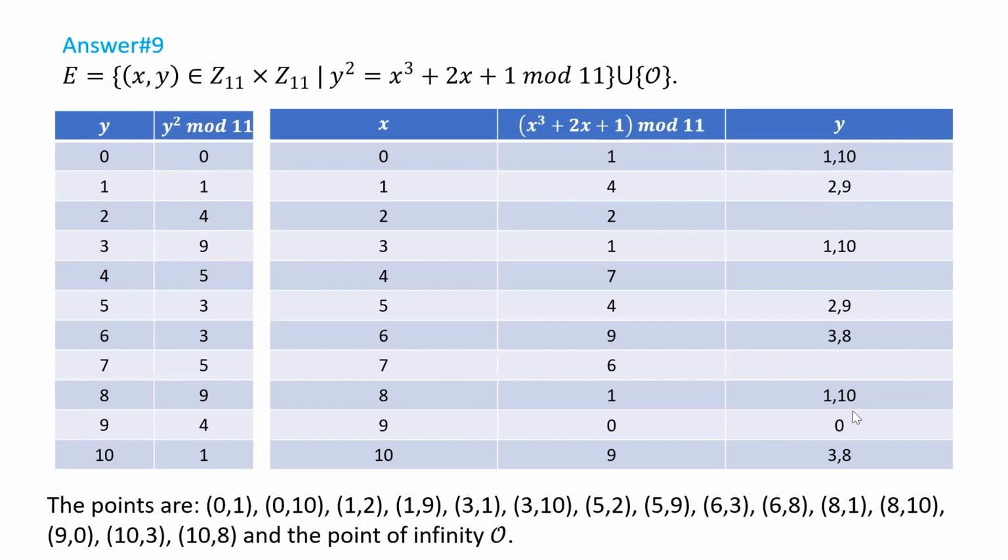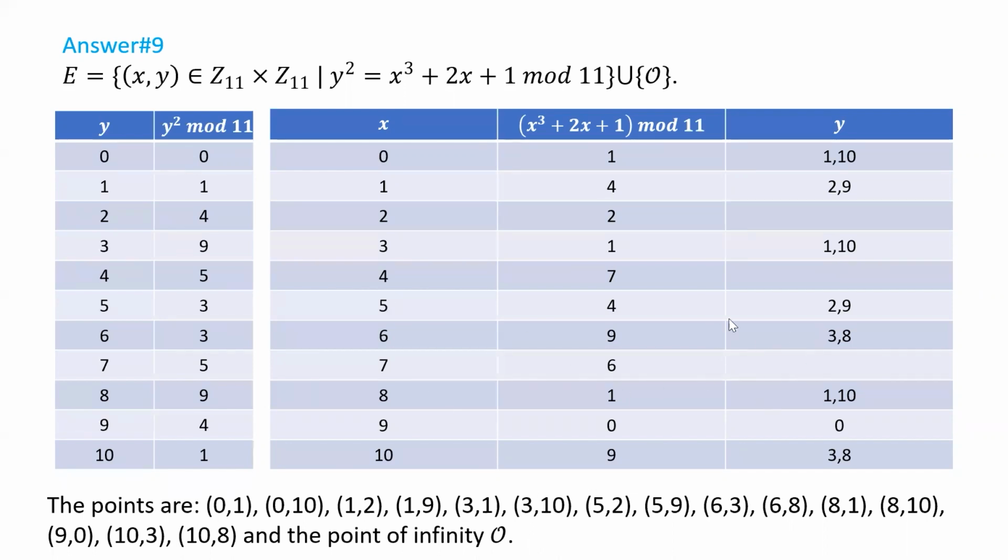Like that we proceed. It's just simple calculation in modulo 11. And then we get these points: 0, 1, 0, 10, 1, 2, 1, 9. For x equal to 2, we get the value 2, and 2 is not a quadratic residue modulo 11. 2 is not here, observe. So we don't have any corresponding y value for x value 2. For x equal to 3, we got 1, 10 again. So 3 comma 1, 3 comma 10 are also valid elliptic curve points.